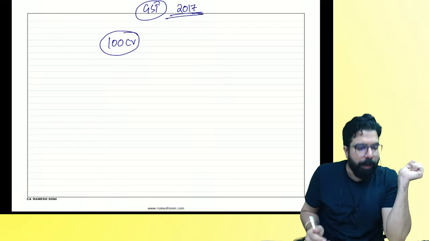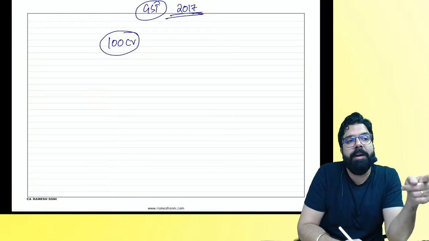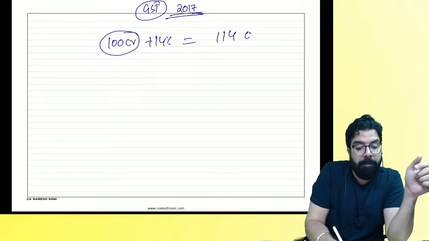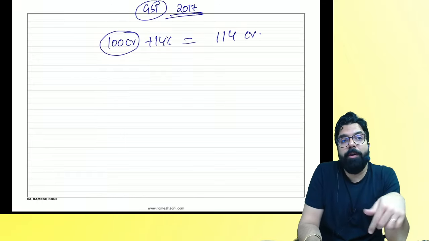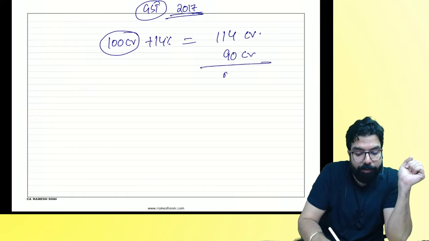We don't know. So the central government told them, see, because of the coming of GST, if you are earning 100 crore, you will earn 14% extra. Means you will earn how much? 114. The Karnataka government told, what if we don't earn that? What if we earn only 90 crore? How much is the loss?